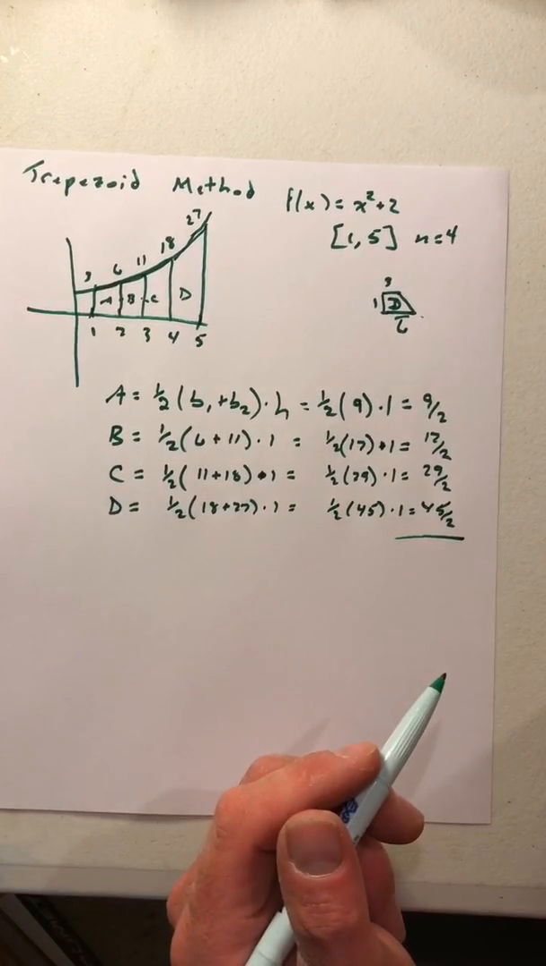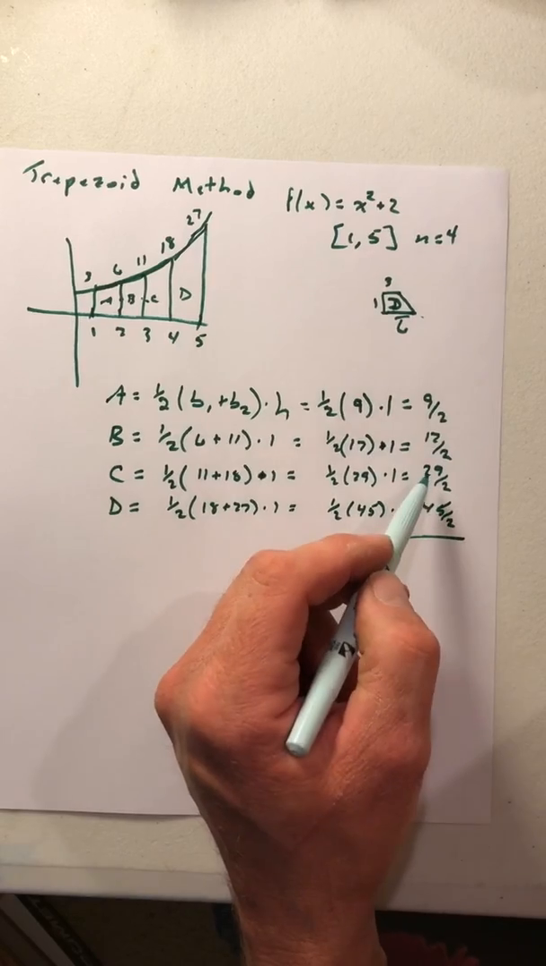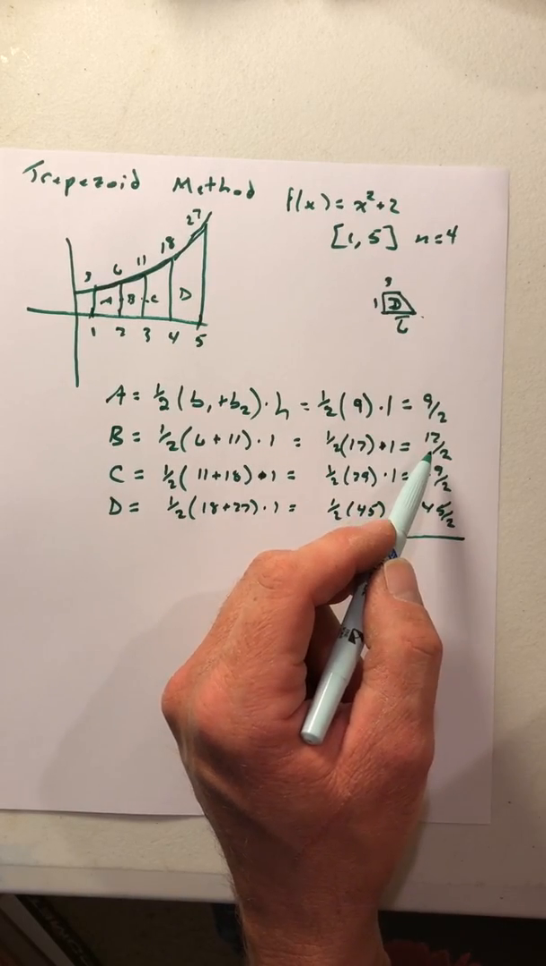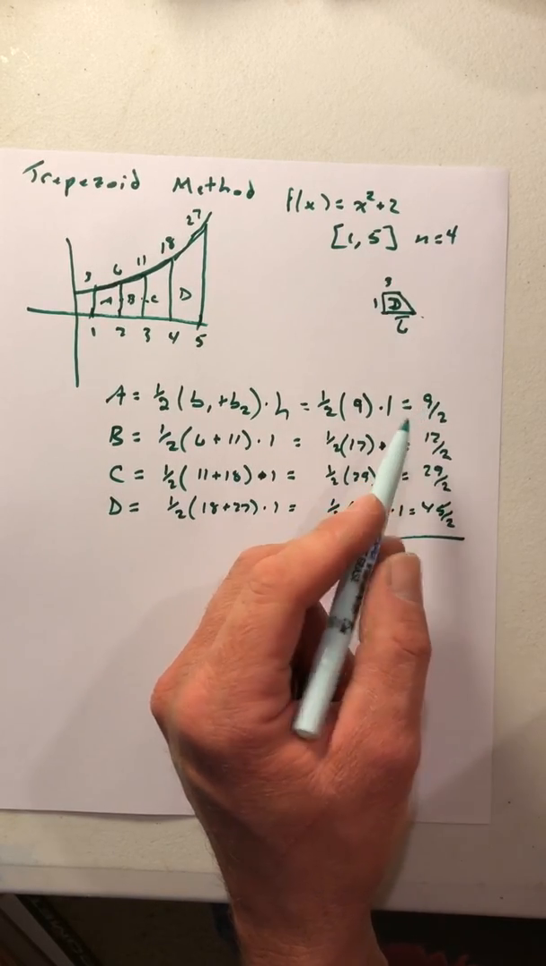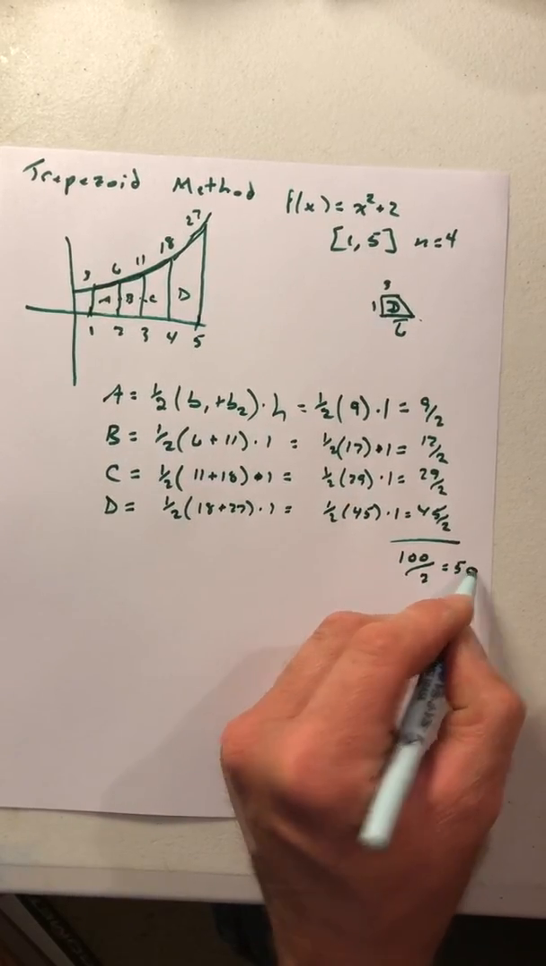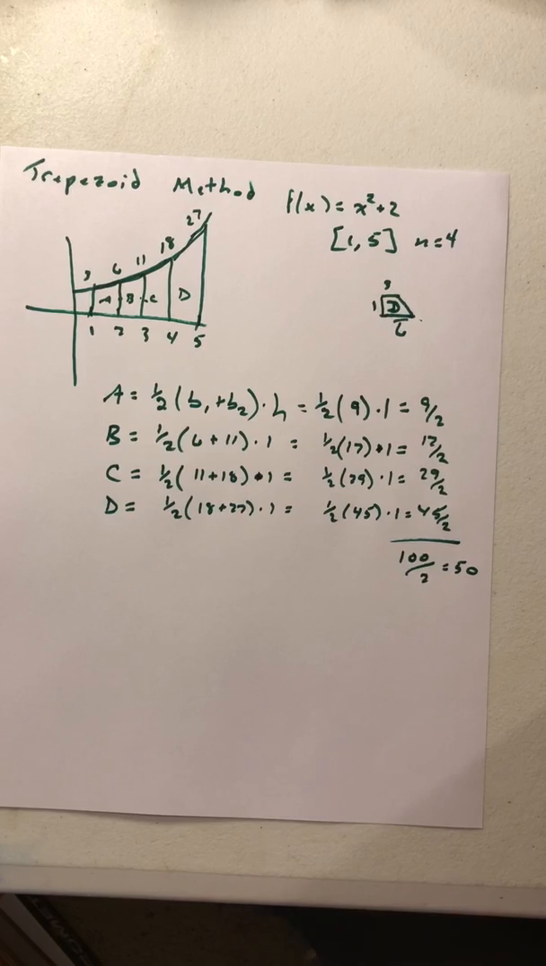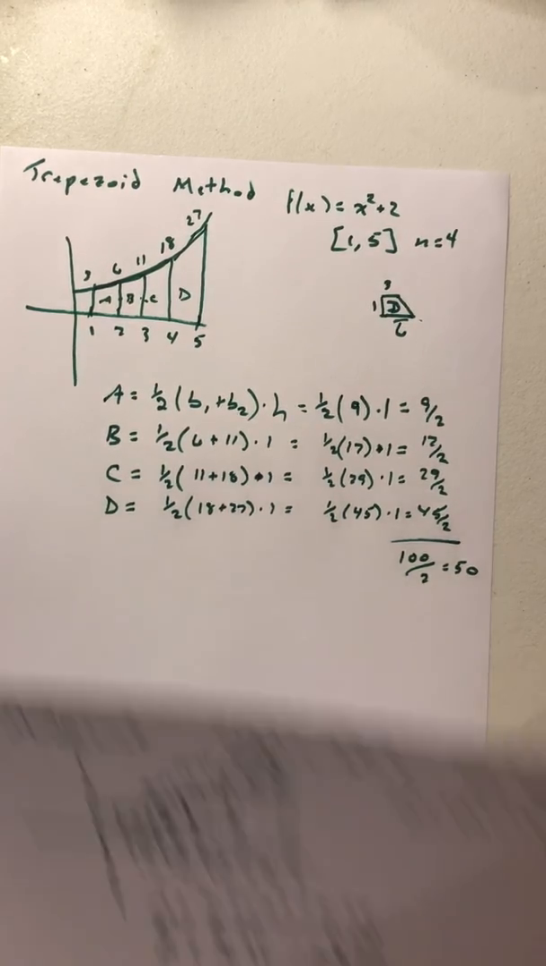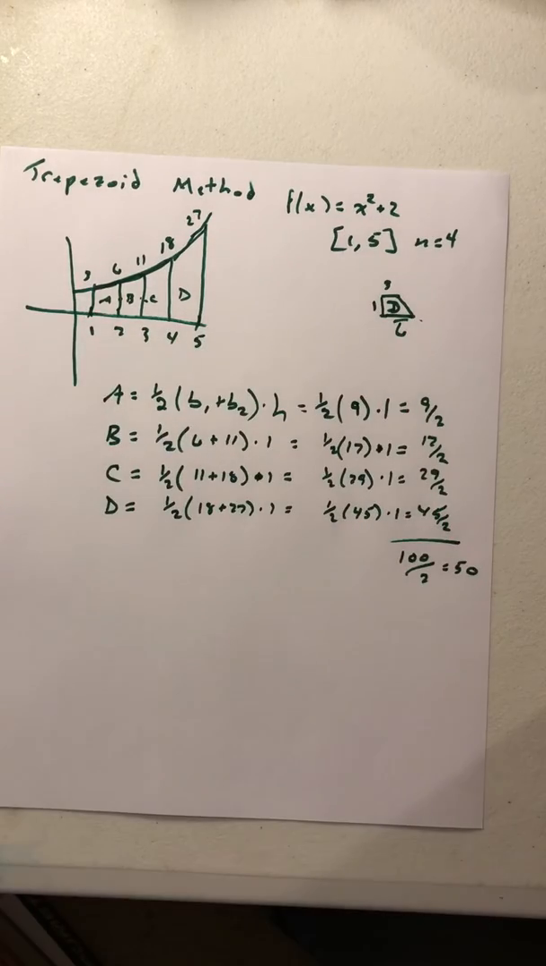Again, I pull out the calculator there. I'll take my 45 and my 29, my 17, and my 9. That ends up giving me 100/2, or 50. Again, that's pretty close to what we had for the midpoint. Remember, the midpoint there, we had 49 units. And again, 50 is between that overestimate and that underestimate of 38 and 62.